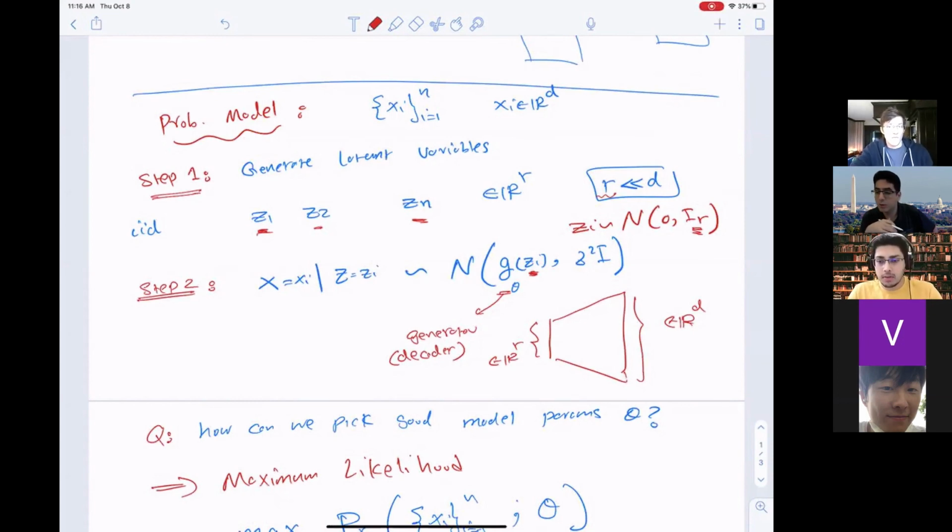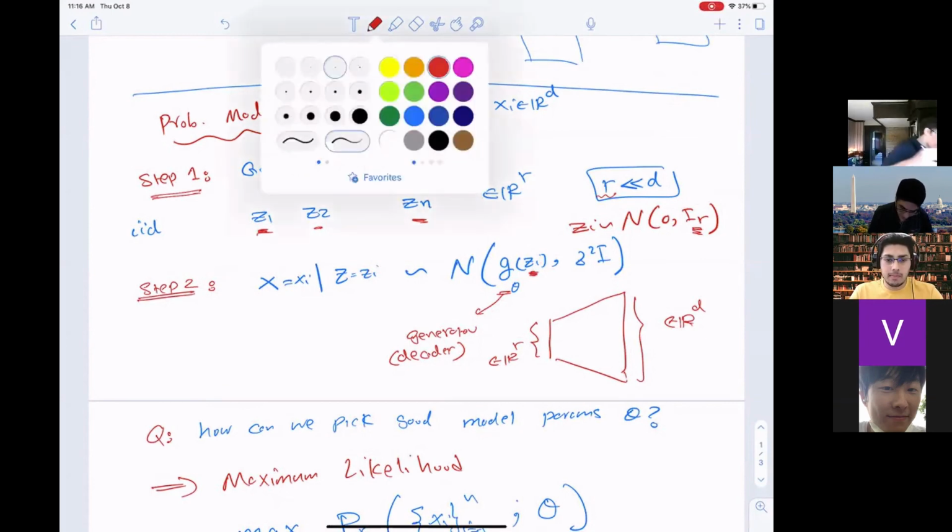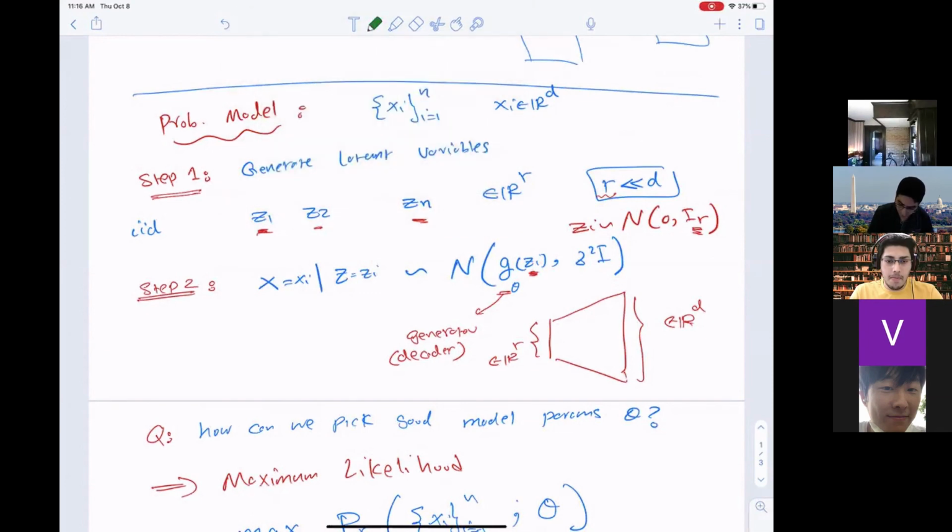So there's a question, why normal distribution? Actually, it doesn't have to be a normal distribution, right? I'm going to talk about some other models to represent your prior distribution. The fact that here we are generating these latent samples from this normal is called the prior distribution.